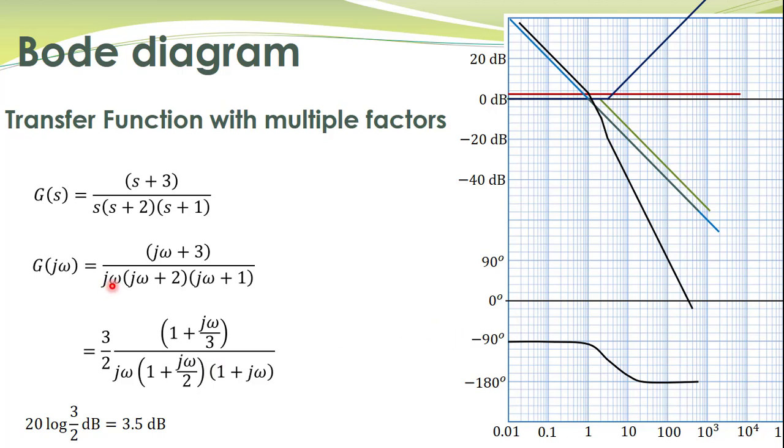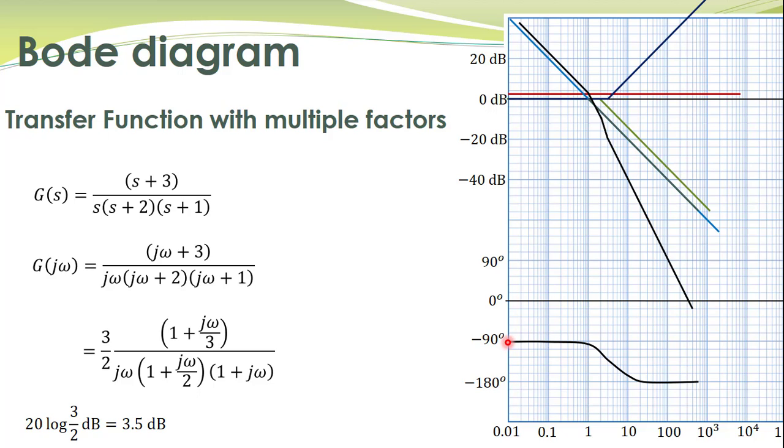We cannot ignore it, because 3 divided by a very small number is a very big number. So if we just replace it with, for example, 1, we are making a big mistake. However, over here, ignoring omega is not a problem, because 2 plus a very small number is the same as 2. So here we can ignore omega, here also, but this omega cannot be ignored. Anyway, 3 divided by j omega has a phase angle of minus 90 degrees, which is over here.